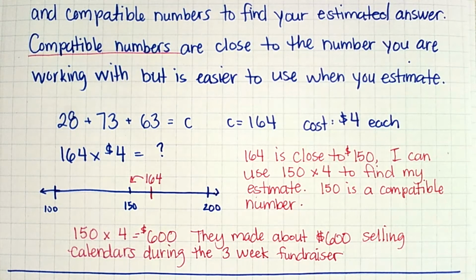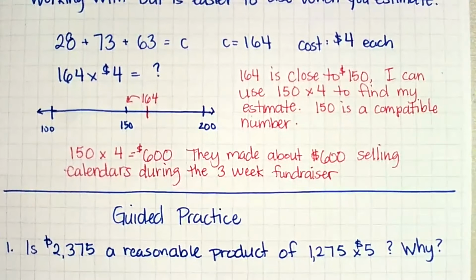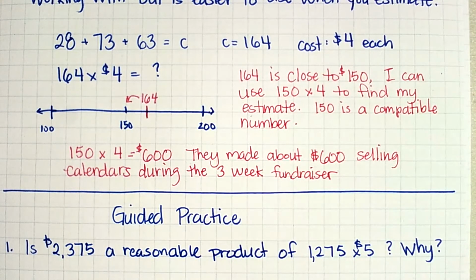Now, for our guided practice, the first question said, Mr. Hector's class sold 1,275 items at $5 per item. One of the students calculated that the class raised $2,375. Is the student's calculation reasonable? Explain. So we need to find out, is 2,375 a reasonable product when we multiply 1,275 times 5, and why?